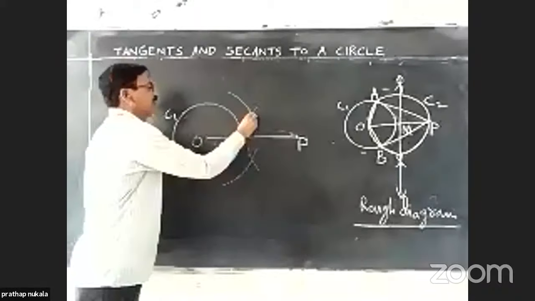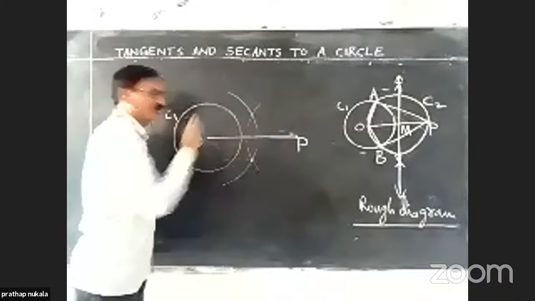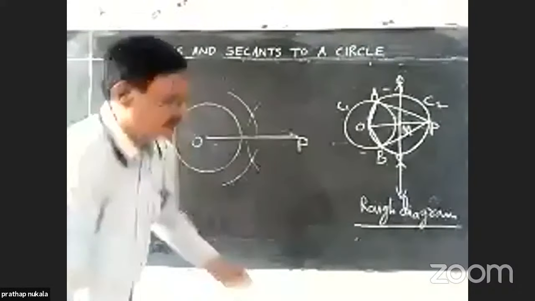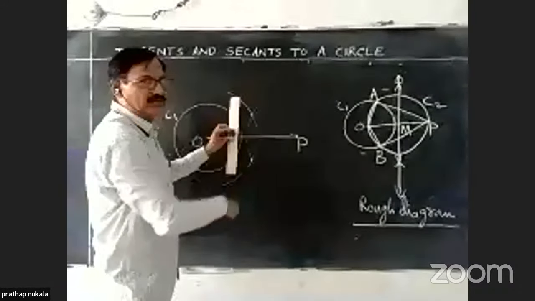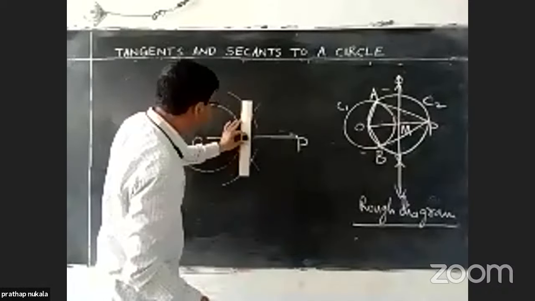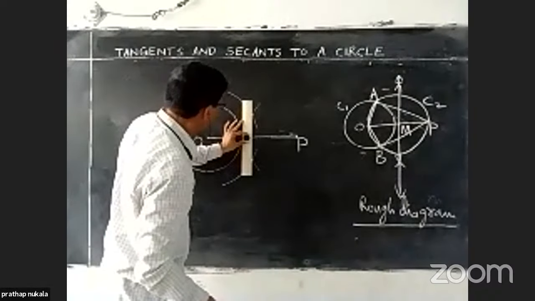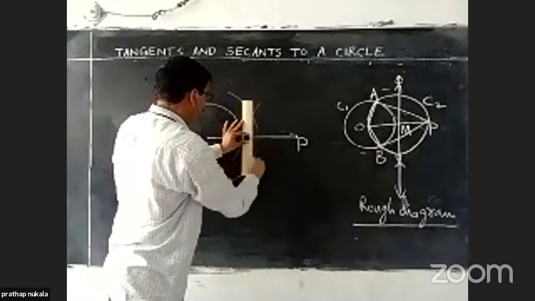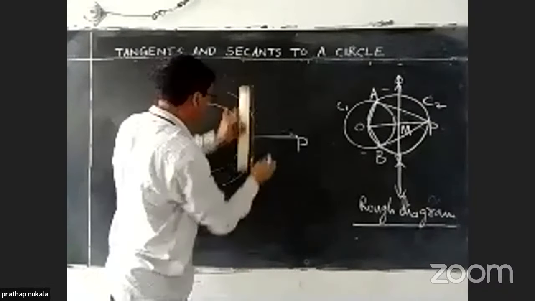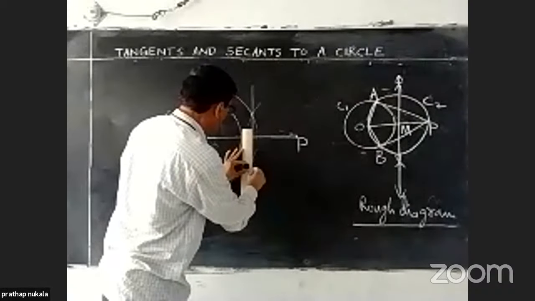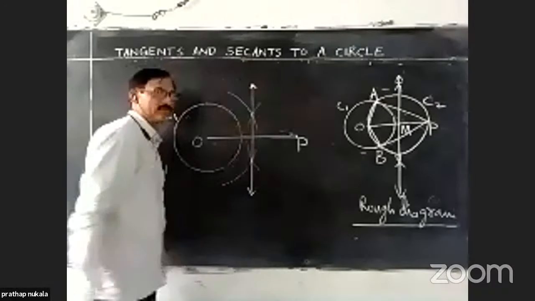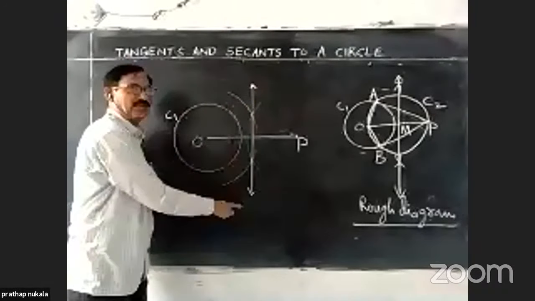With the same radius, we are drawing arcs from O and P, above OP and below OP. They are intersecting somewhere here. Just locate these two intersection points and join them with a ruler. This is the perpendicular bisector.